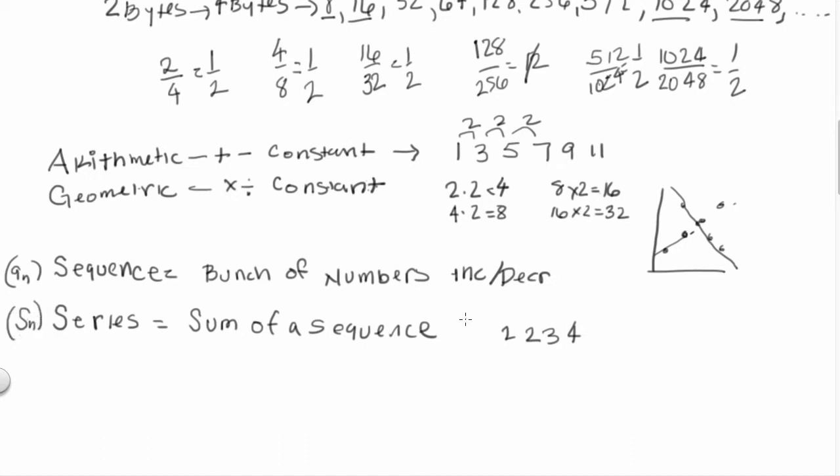So here we will say the series of these four numbers, 1 plus 2 plus 3 plus 4. You should know this, it's 10. So S4 equals 10. And a sequence is just giving us the numbers. So a4 of that same sequence is just going to be 4, because we're just asking for the fourth number in that sequence.